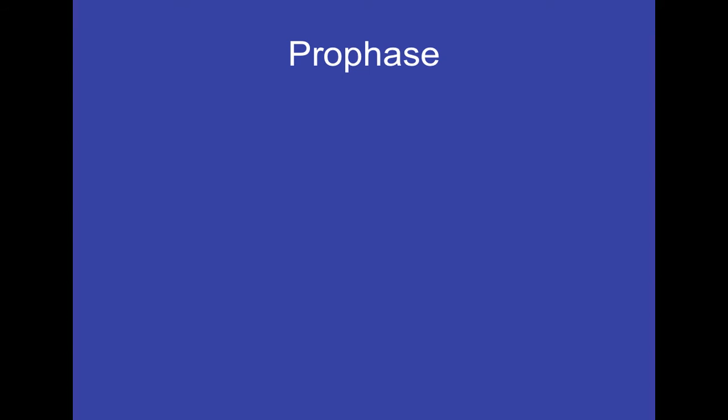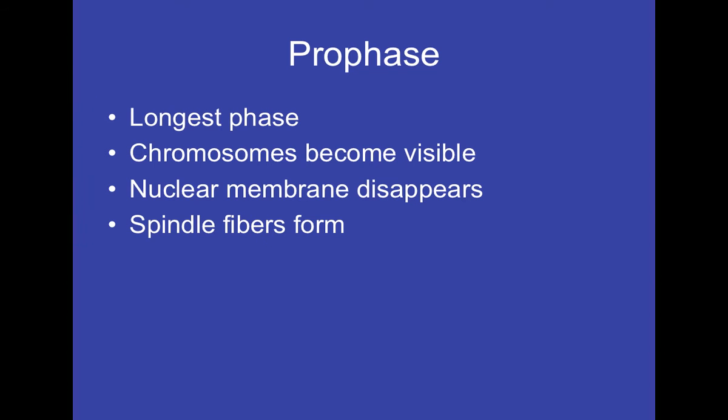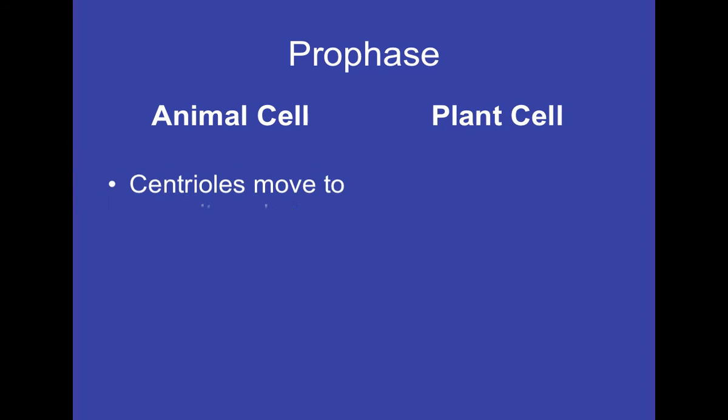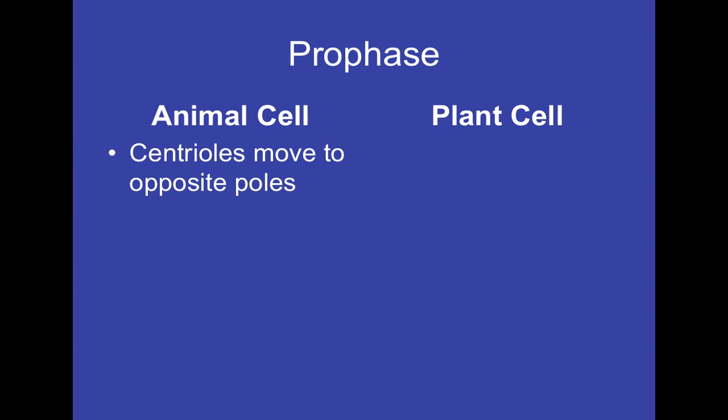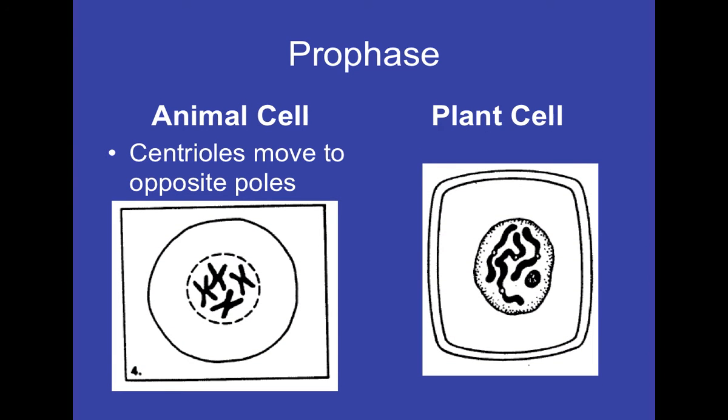All right, with prophase. Prophase is the longest phase of mitosis. The chromosomes become visible, the nuclear membrane disappears, and the spindle fibers form. Now, in terms of pictures, again, animal cell and plant cell. With the animal cell, the centrioles move to opposite poles, and it kind of looks like this. And then this is the plant cell one.